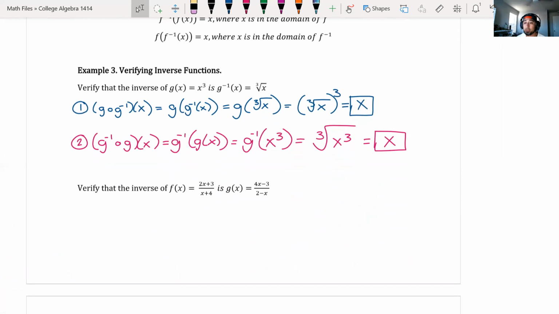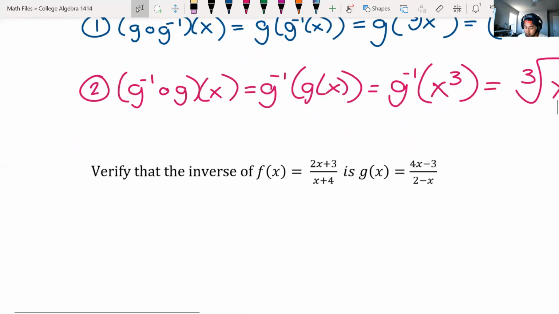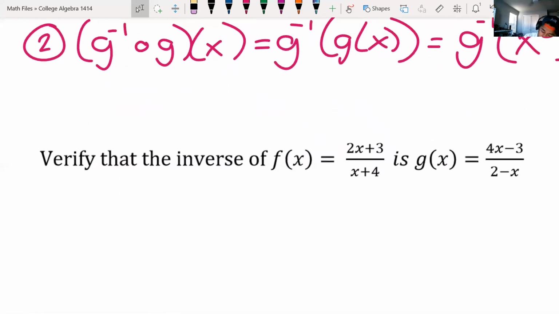Okay. So let's try it again. We want to verify that the inverse of f of x is g of x. So we want to prove that the inverse of (2x plus 3) over (x plus 4) is (4x minus 3) over (2 minus x). So the only way to prove that those are inverses of each other is, of course, to compose them with each other. So let's go ahead and do that. Gonna need more room.